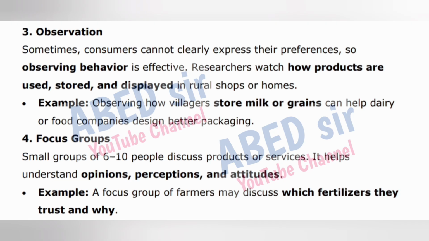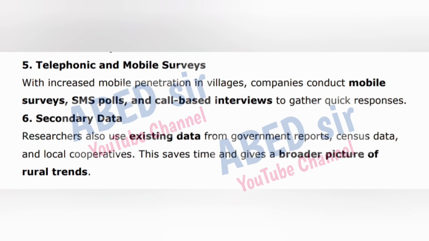4. Focus groups. Small groups of 6 to 10 people discuss products or services. It helps understand opinions, perceptions, and attitudes. Example, a focus group of farmers may discuss which fertilizers they trust and why. 5. Telephonic and mobile surveys. With increased mobile penetration in villages, companies conduct mobile surveys, SMS polls, and call-based interviews to gather quick responses.